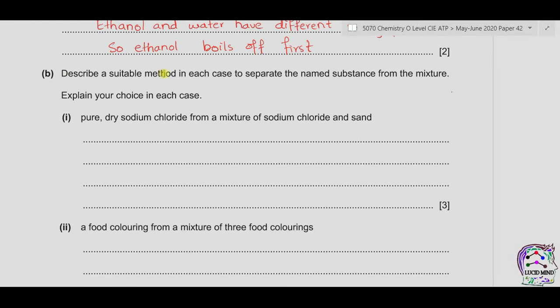Part B. Describe a suitable method in each case to separate the named substance from the mixture. Explain your choice in each case. First is pure dry sodium chloride from a mixture of sodium chloride and sand. Now we know that sand is insoluble in water, while sodium chloride is highly soluble. So first we can add these two in water and dissolve by stirring.